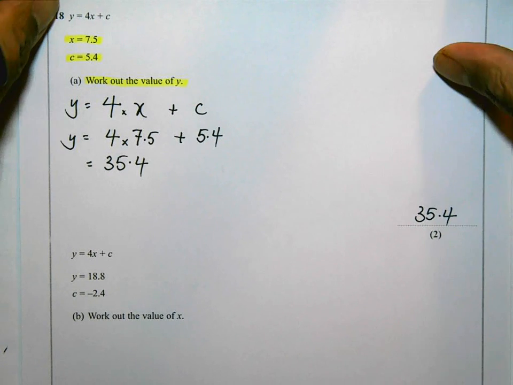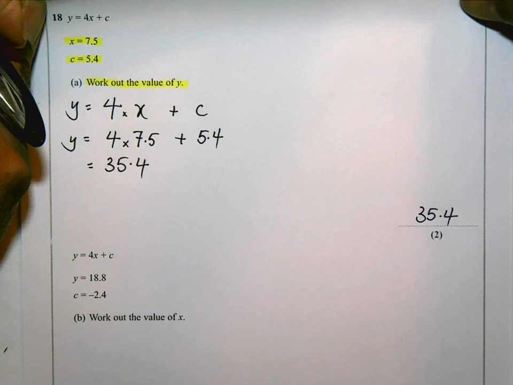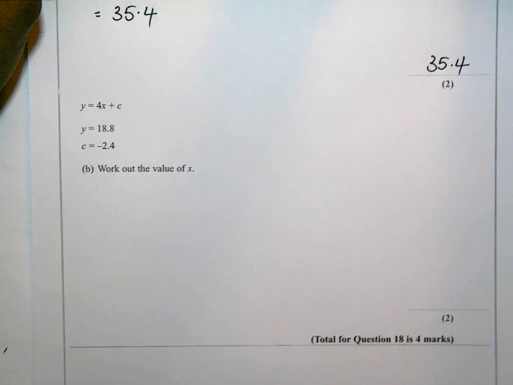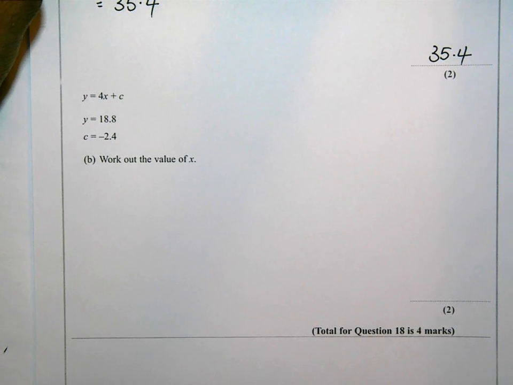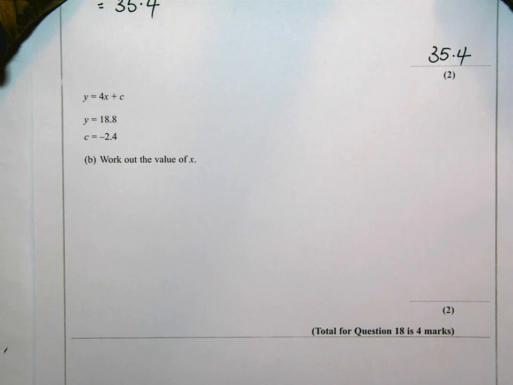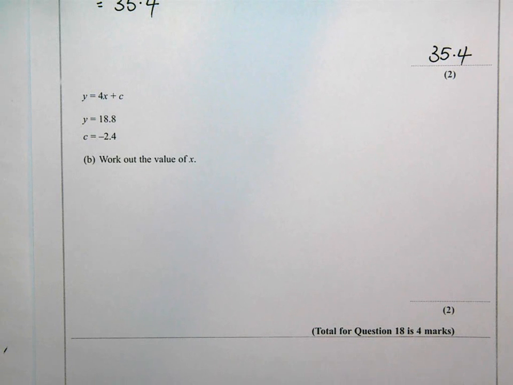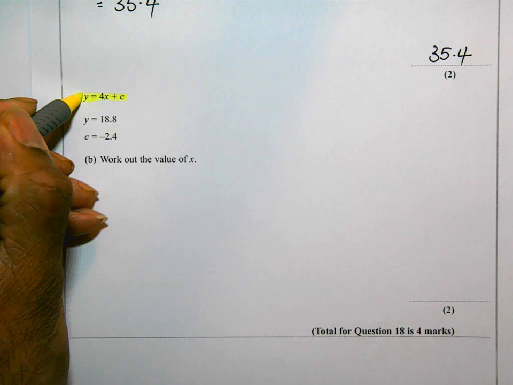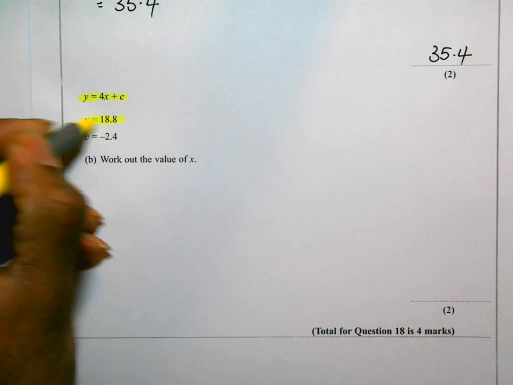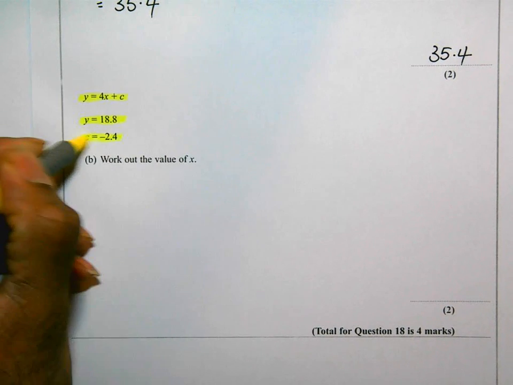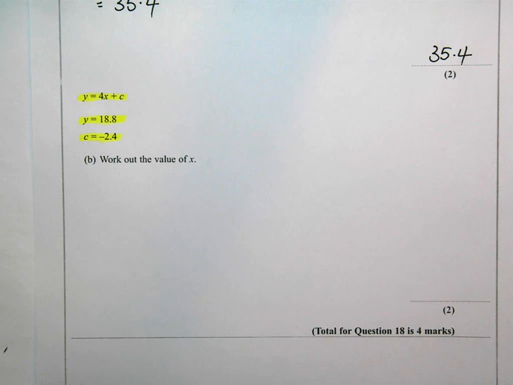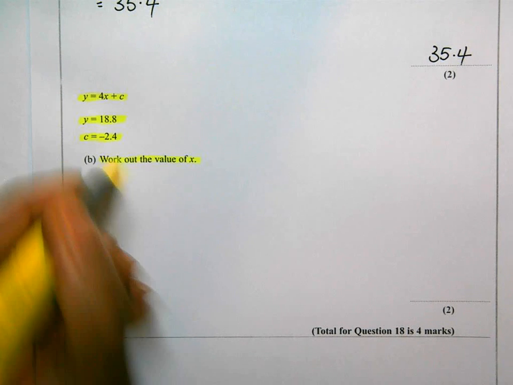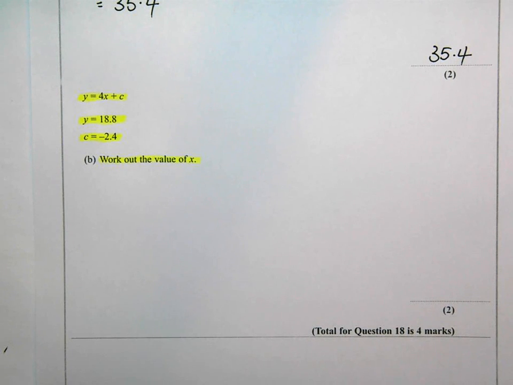Going on to part B, I'm going to just raise this upwards so we can see all of part B. Here they've given the same equation, y is equal to 4x plus c, and they've said that y is 18.8 and c is minus 2.2. And the question says, exactly as before, work out the value of x. We're going to do this pretty similar to what we did before, actually.